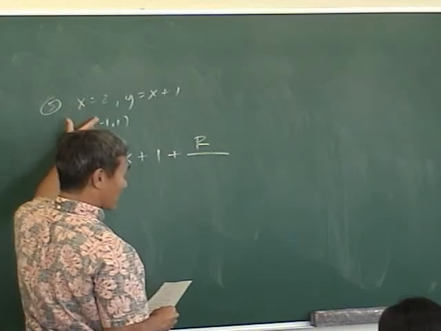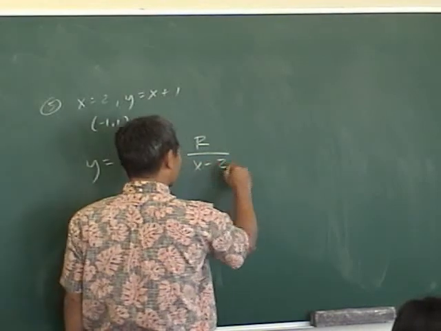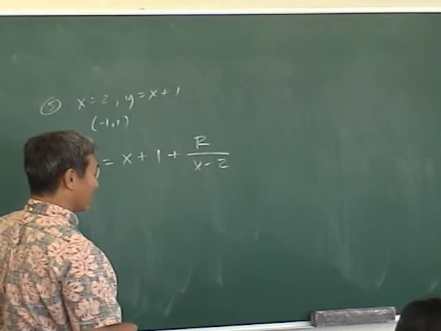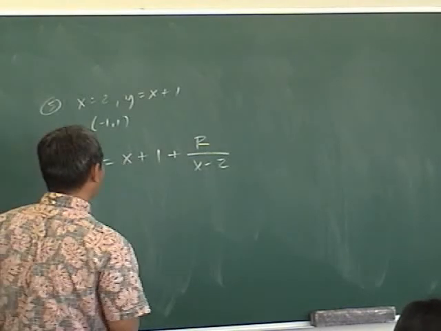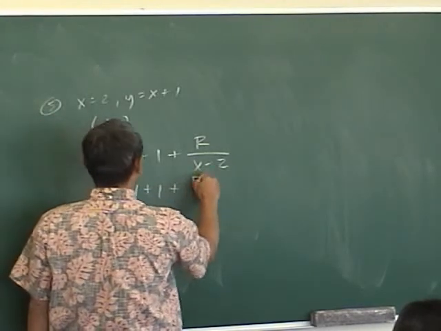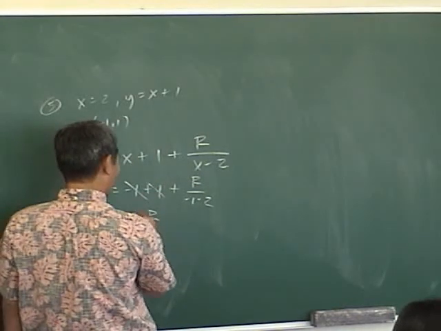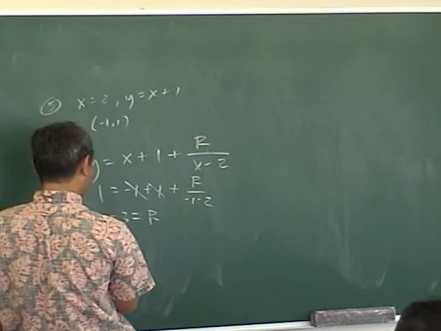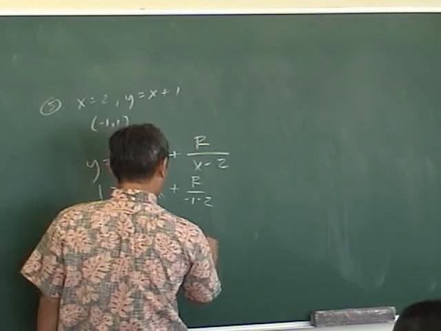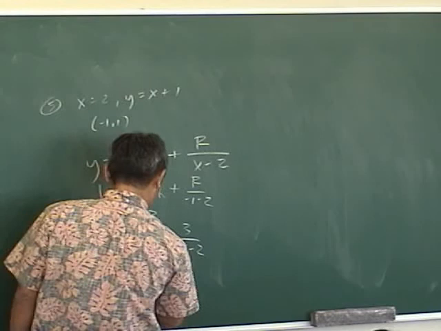Well, if you're going to have a vertical asymptote of x equals 2, what has to be in the denominator? X minus 2, so that's the divisor. And how do I figure out what this remainder is? Like we did yesterday, you plug in a point. So if I plug in negative 1 for x and 1 for y, you get 1 equals negative 1 plus 1 plus r over negative 1 minus 2. These cancel out, so r equals negative 3. So y equals x plus 1 minus 3 over x minus 2. That's your equation, except like I told you yesterday, we need to make a common denominator.